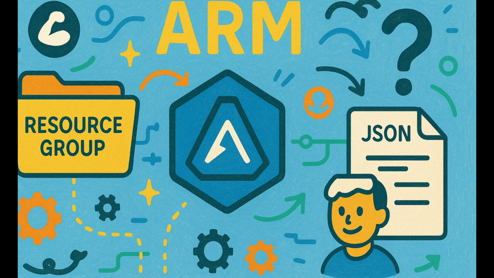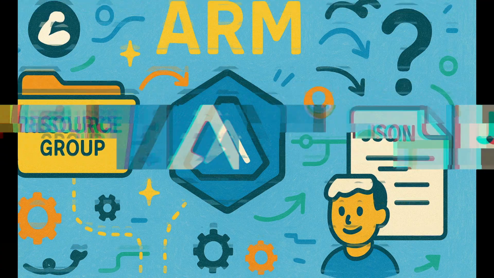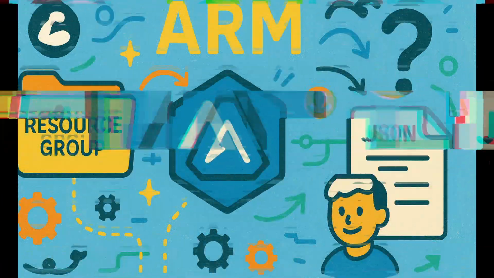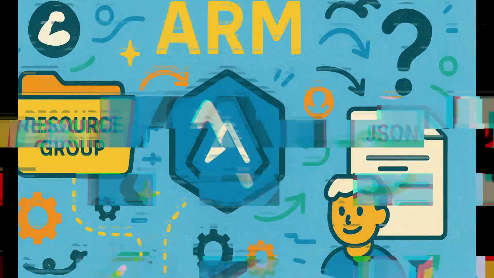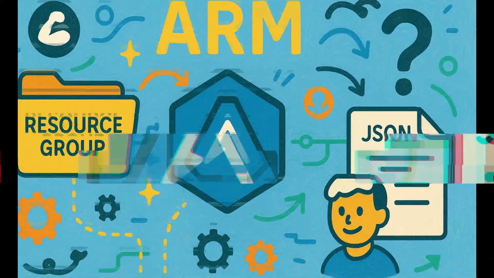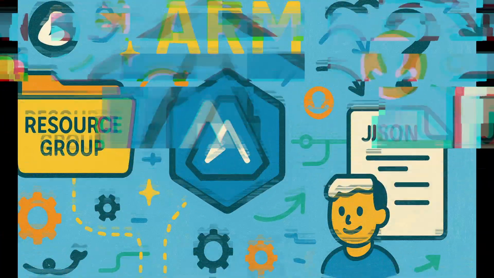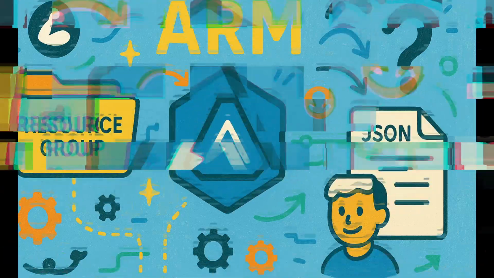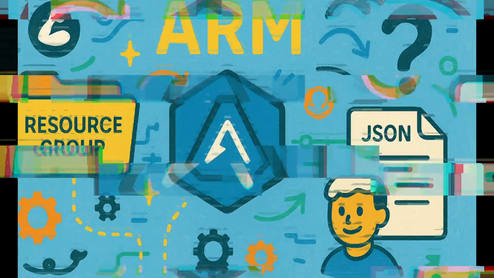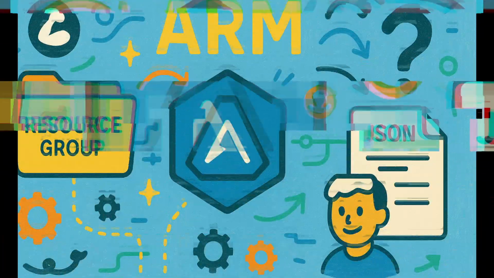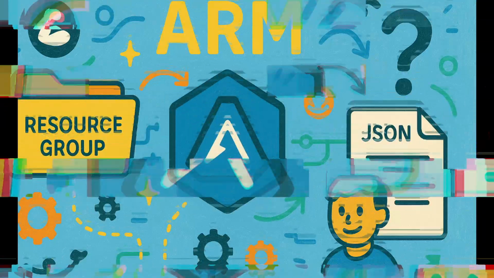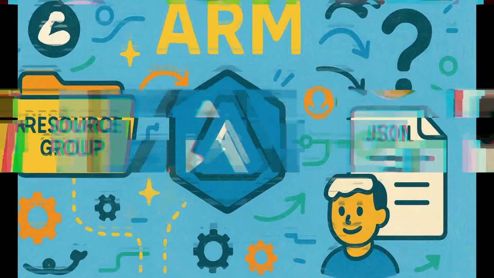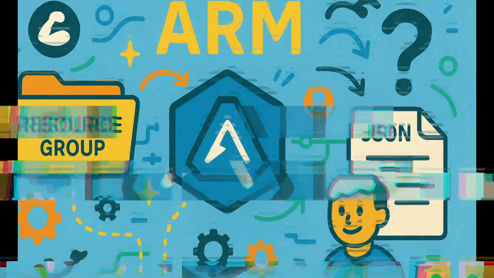First up, Azure Resource Manager, or ARM. Think of ARM as the master coordinator behind all Azure services. Whenever you use the portal, CLI, or PowerShell, ARM is the layer that makes sure everything stays consistent. With ARM, you organize resources into resource groups. So instead of managing a virtual machine, a database, and a network separately, you bundle them together. It's cleaner, easier, and perfect for deployments.